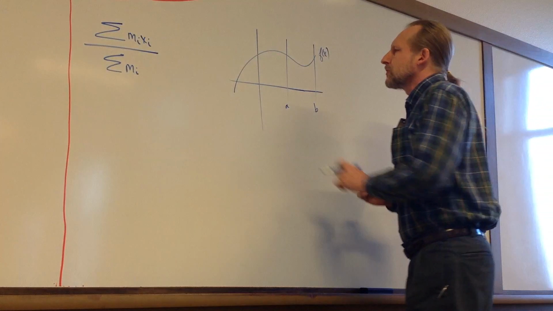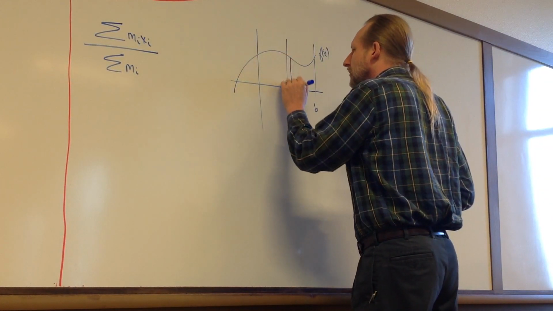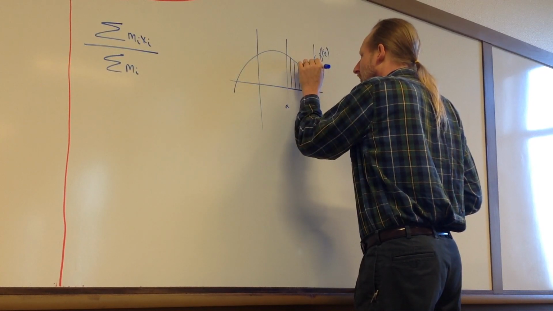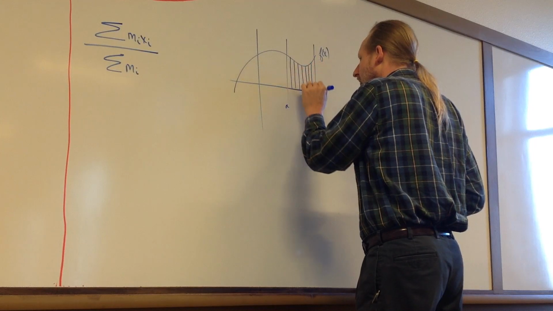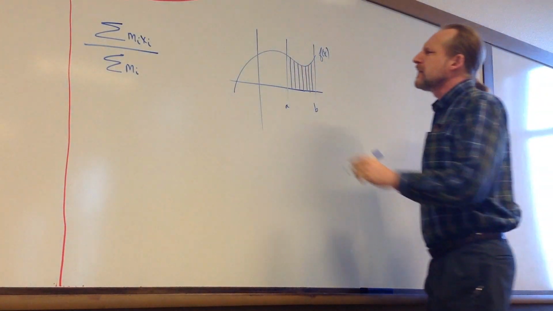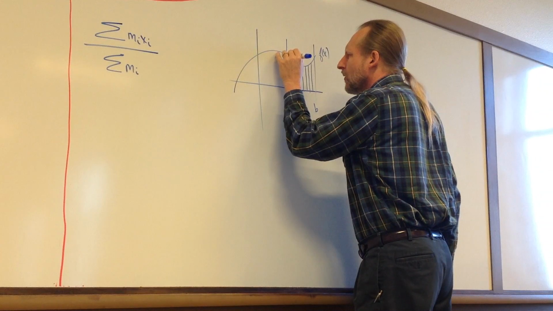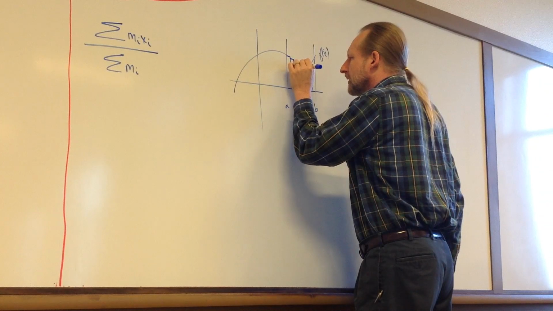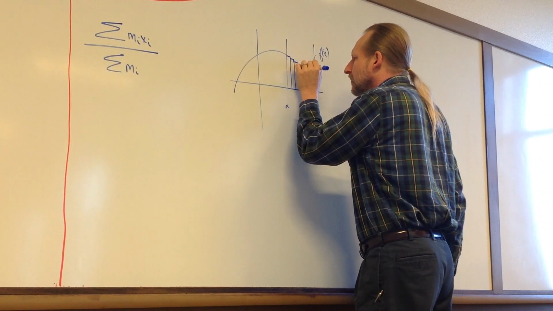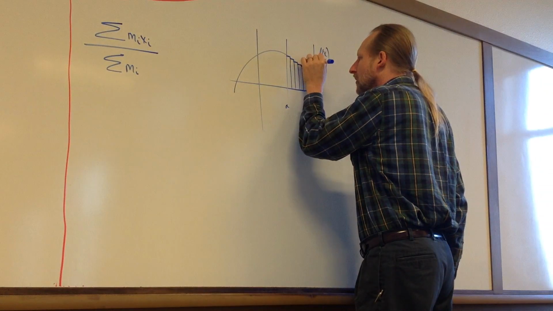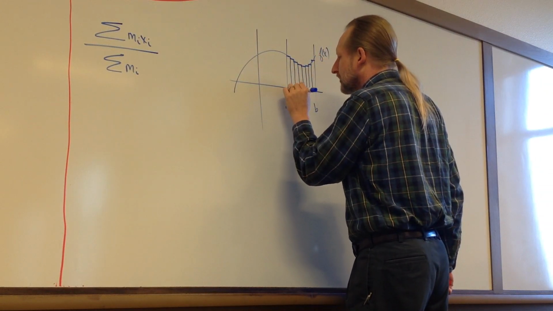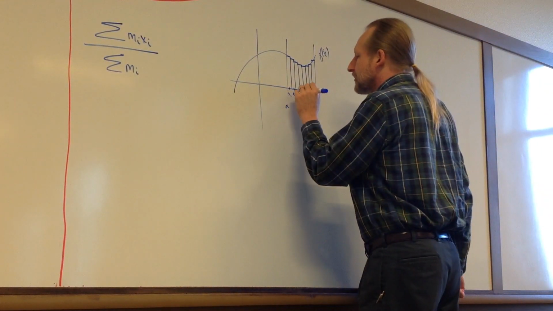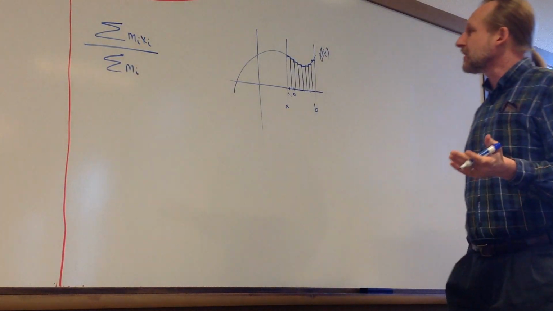So for starters, we're going to do what we always do, which is to chop this up into rectangles. And for clarity's sake and the sake of consistency, we're going to choose our x sub i's as the midpoint for these rectangles. Okay? And that'll make things work out pretty nicely. So there's our x sub 1, x sub 2, and so on.